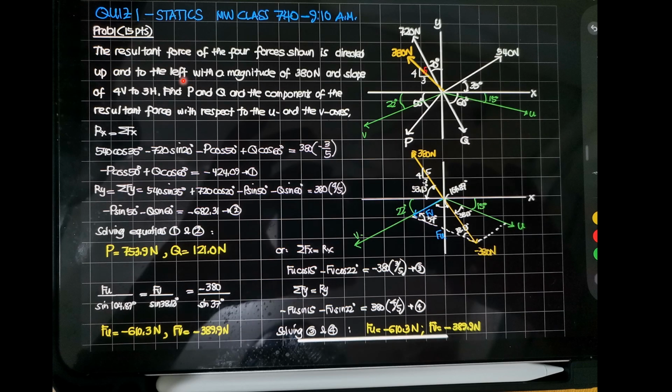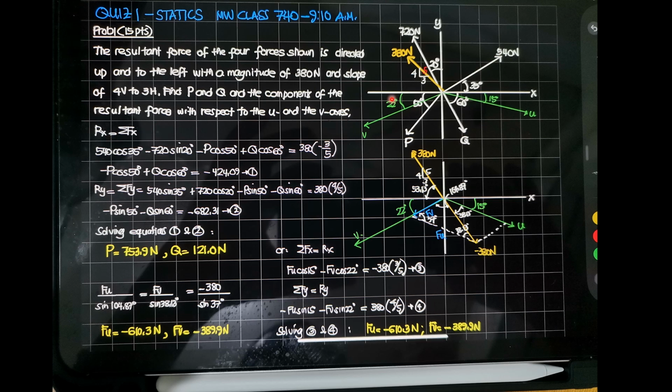Here is the solution. Problem 1. The resultant force of the four forces shown is directed up and to the left with a magnitude of 380 newtons and slope of 4 vertical to 3 horizontal. Find P and Q and the components of the resultant force with respect to the U and V axis.